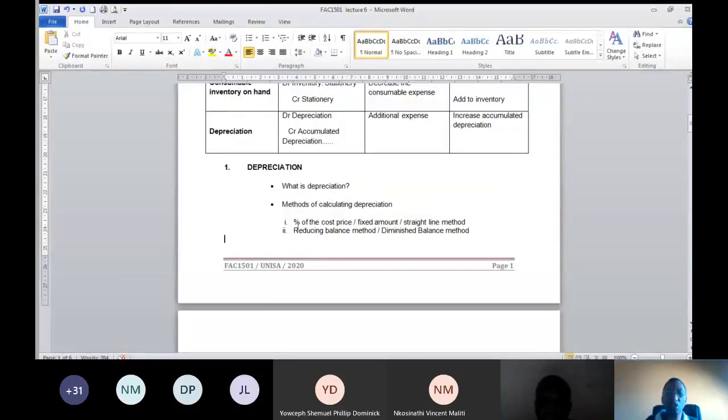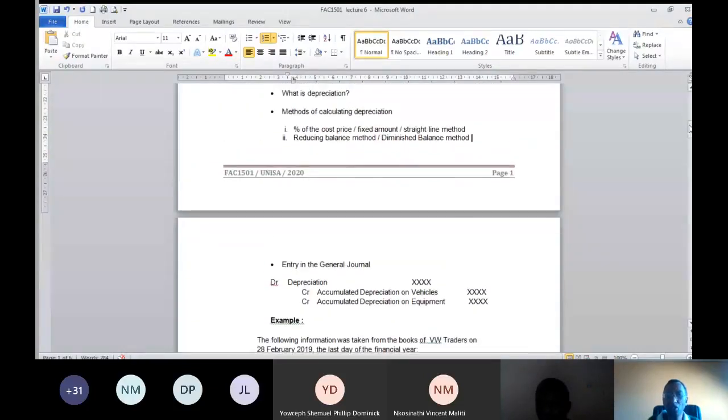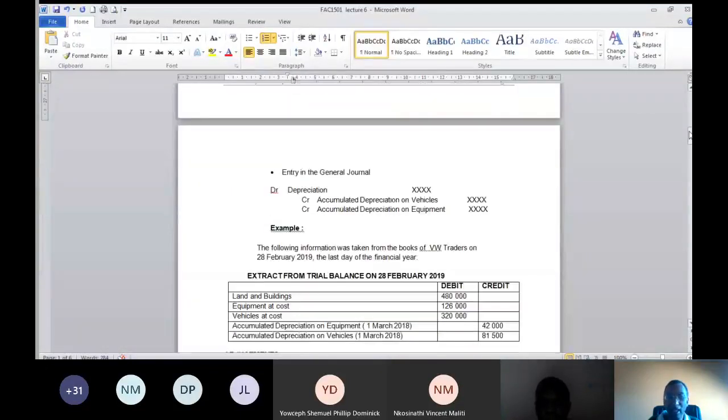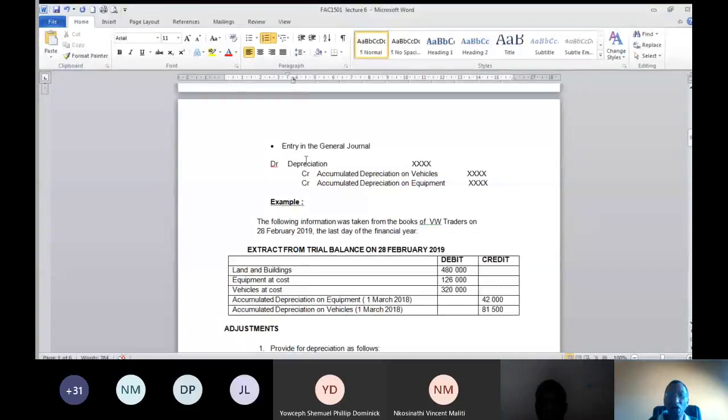The second method is called the reducing balance method or diminishing balance method. In this method, you must first calculate the diminishing balance or the carrying value. And once you've got the carrying value, you take a percentage of that amount. I will explain these two methods and show you the calculations just now. So you must know how to calculate depreciation. The next thing that you must understand is that you must know how to record the entry in the journal.